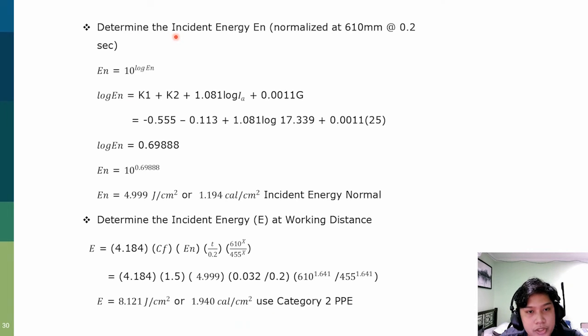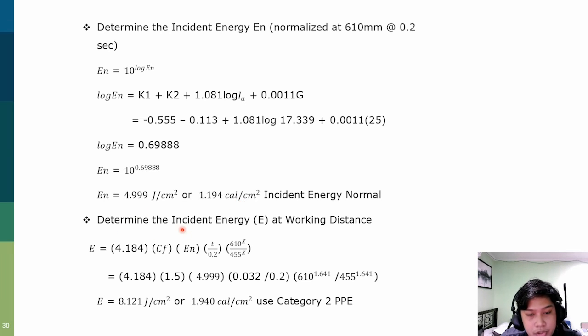Now we determine the incident energy En that is normalized at 610 millimeter at 0.2 second. This is the formula for En. The formula for log En is this one. Substituting the variables we have, the result is this one. Solving for En, we got 4.999 joules per square centimeter or 1.194 calorie per square centimeter.